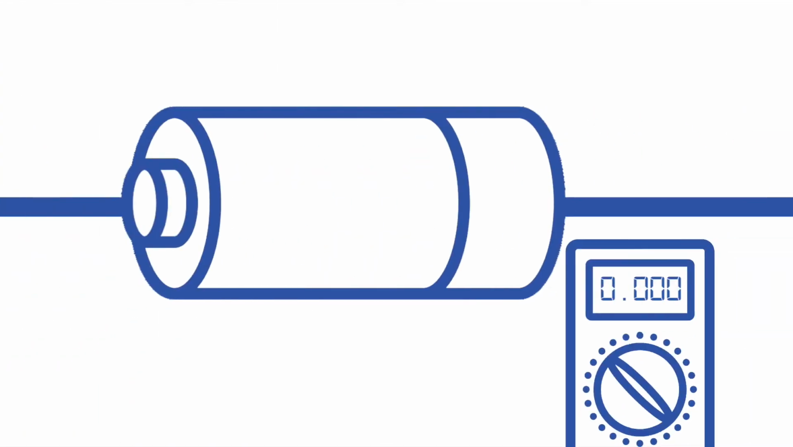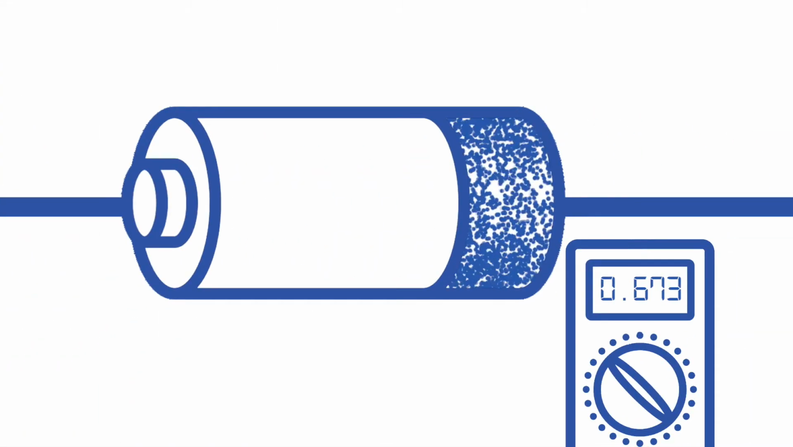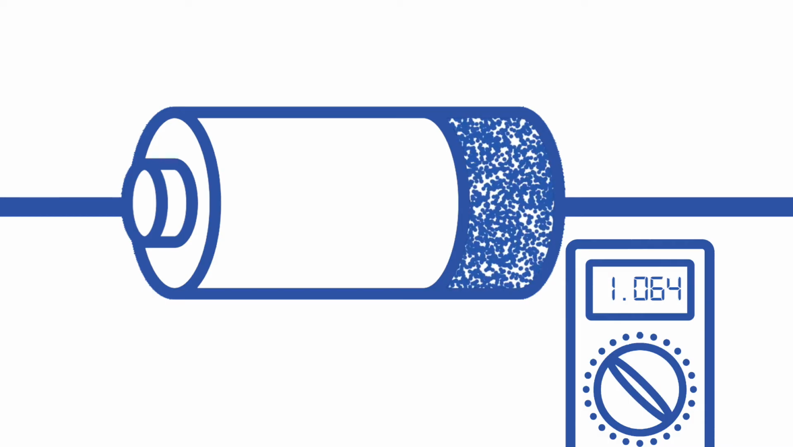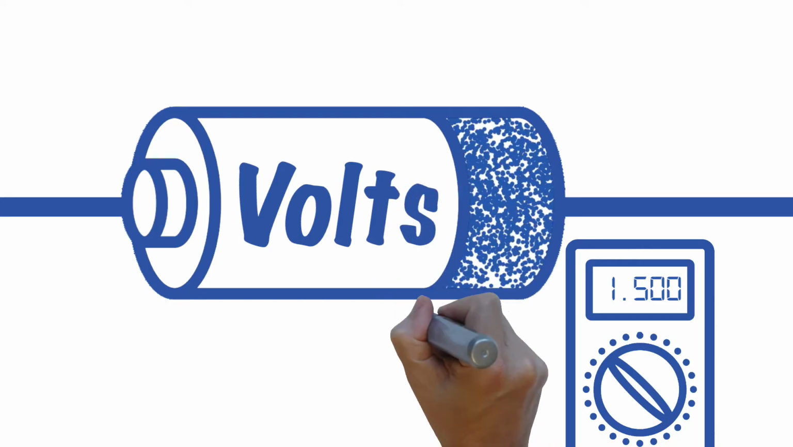With electricity, the more charged particles you pack into a battery, the more they are all trying to get away from each other, and the higher the voltage in the battery. We measure voltage in volts.